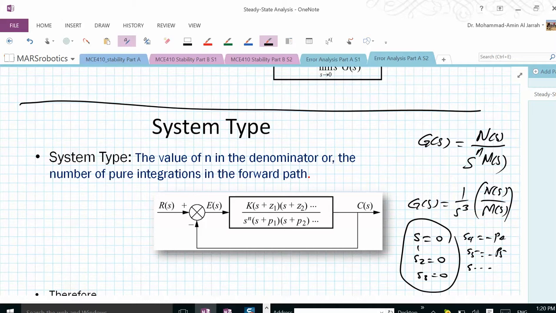For type 0, you remember the error for a step input is 1 over 1 plus Kp. So if the system is type 0, Kp is constant. It is not infinity, right? It is a constant. When Kp is a constant, we have a constant error. The larger Kp, the less this error is. Let me show you an example.